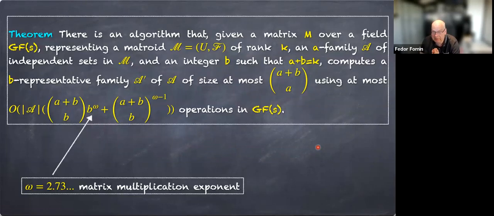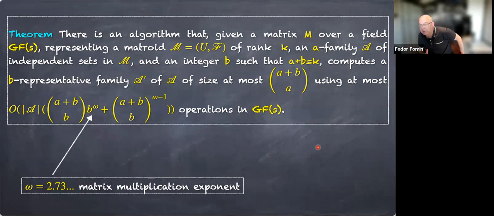So there is an algorithm that, for a given matrix M over a finite field, which represents some matroid M of rank K, and a family A of sets of size a, independent sets from this matroid, and also an integer b, such that the sum of a and b is equal to k, the rank of the matroid.